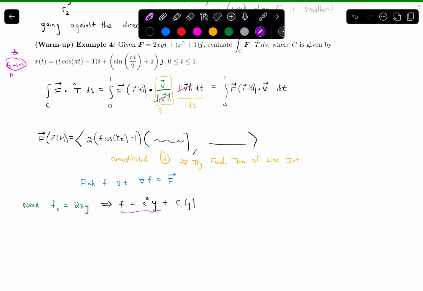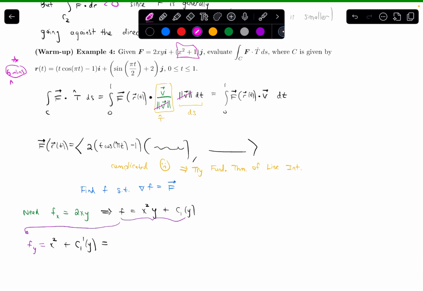When I take this f and I take its partial derivative with respect to y, the x gets treated as a constant, so that x squared stays there, multiplies the derivative of y, which is 1. Then plus, this next portion is just in terms of y, just one variable. So instead of doing a partial of this, I can just do a normal derivative, which would be c1 prime of y. So that whole thing needs to be equal to this y component. That y component is x squared plus 1, the y component of f.